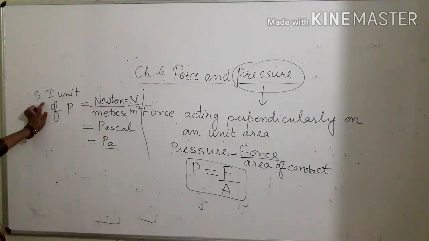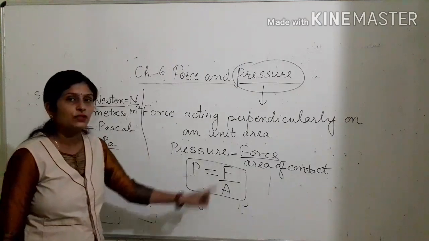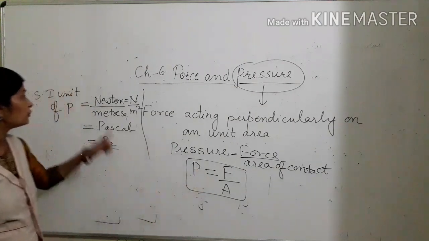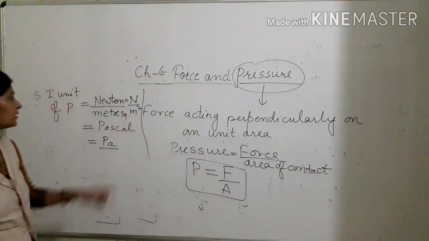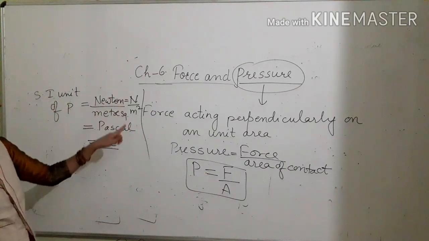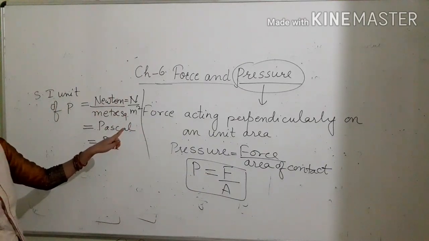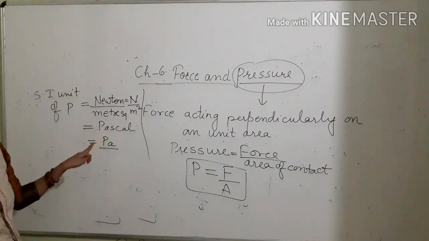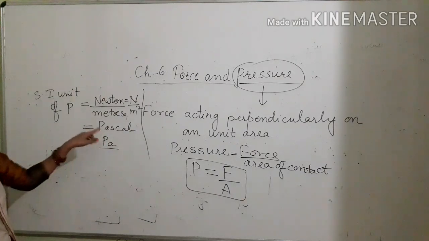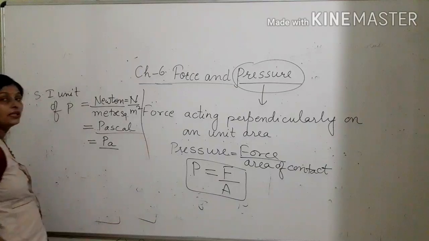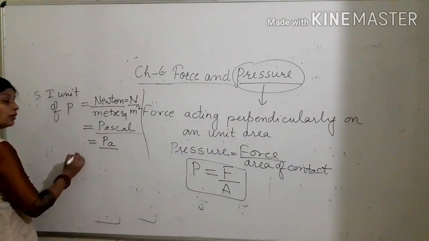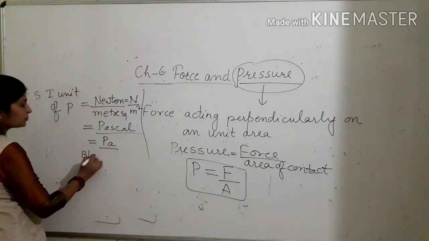So we have derived the SI unit of pressure from the formula, that is force upon area. The SI unit of force is Newton, upon area is meter square. So the SI unit of pressure is Newton per meter square, which can be called Pascal or Pa. This SI unit Pascal is given in honor of the scientist Blaise Pascal.